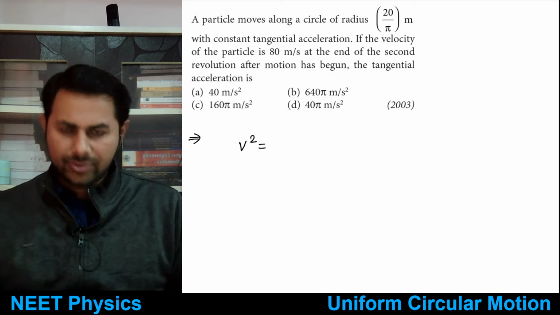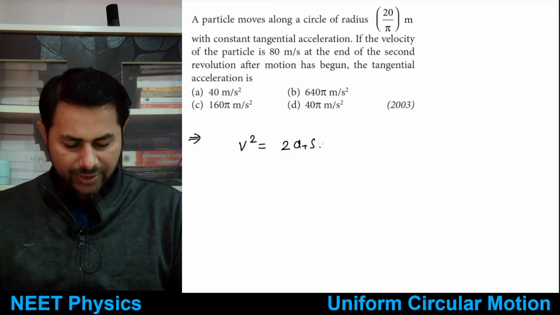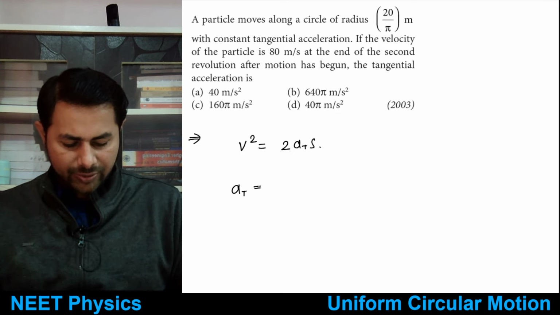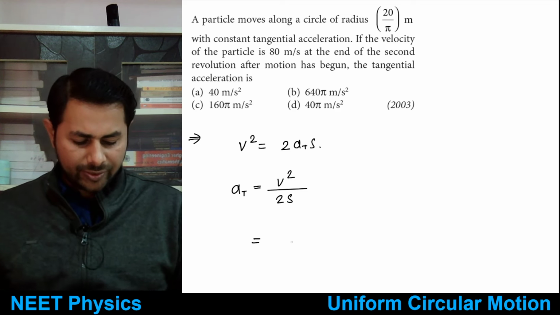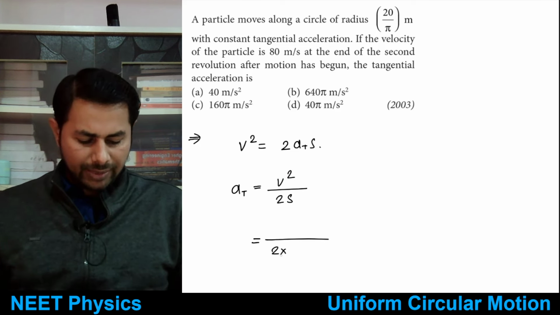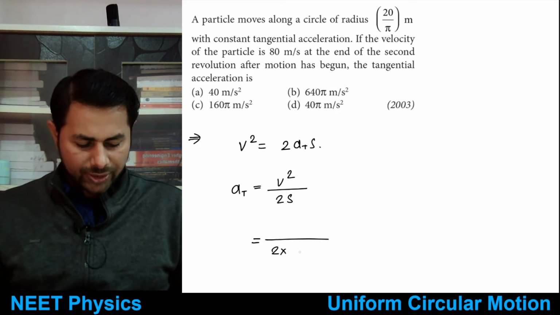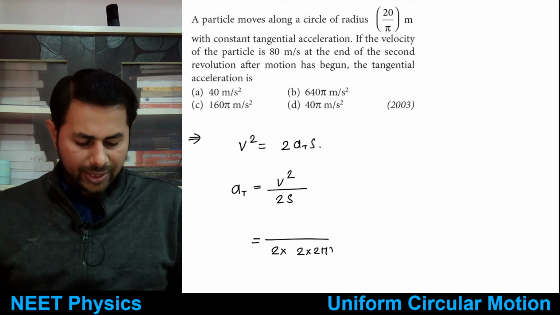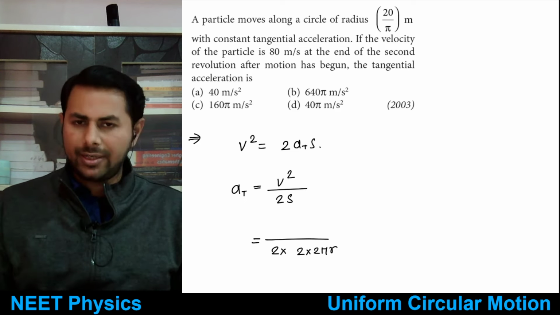So v square is equal to, you can drop u square, it is just equal to 2 times a into s, okay, and you want tangential acceleration only, so a is just equal to v square divided by 2 times s. In second revolution, what would be the displacement? Not the displacement, distance covered, you can say, okay, it's 2 times 2 pi r, right, because this is second revolution, so it's 2 times 2 pi r. For n revolutions it will be n times 2 pi r. And how much is this?